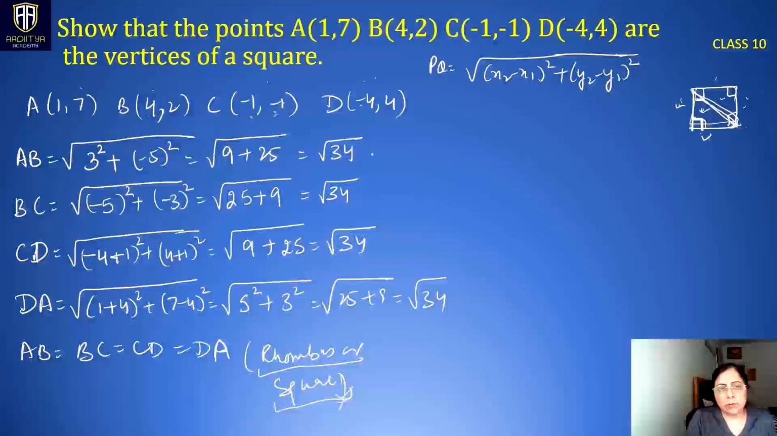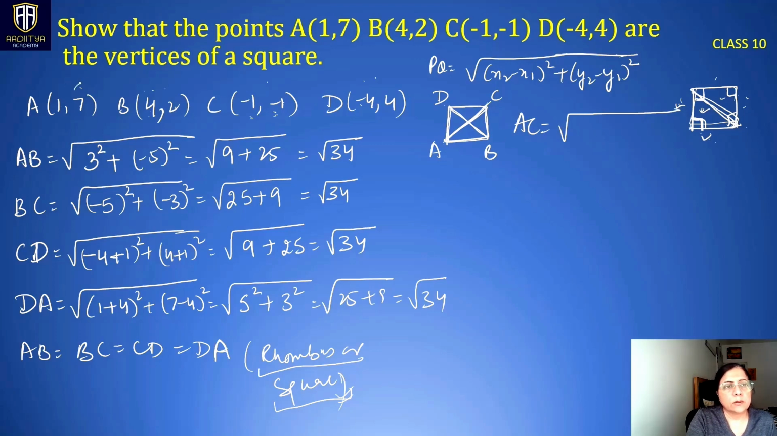So I am doing this for diagonals now. If A, B, C, D are the consecutive sides of this quadrilateral, then for diagonals, we should have AC and BD. Diagonals are always formed by skipping one letter. AC is formed by skipping B, so AC represents the diagonal. Similarly, BD is skipping C, so BD is a diagonal. So I am looking for the length of AC. What is the length of AC? Take this as x1, y1, x2, y2. Minus 1, minus 1 is minus 2 square.